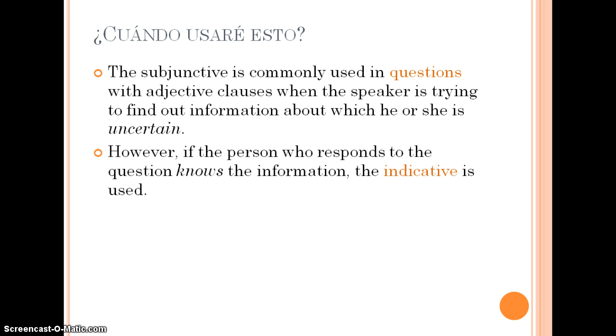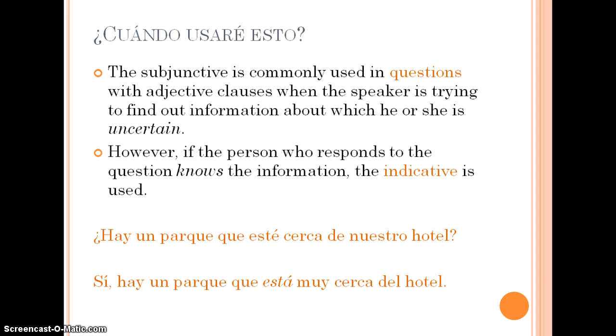So here's an example. I'm asking someone, ¿Hay un parque que esté cerca de nuestro hotel? Is there a park that's near our hotel? I don't know. The person does know the answer, therefore they tell me, sí, hay un parque que está muy cerca del hotel. Yes, there's a park that's very near the hotel. Indicative is used because that person knew the answer.